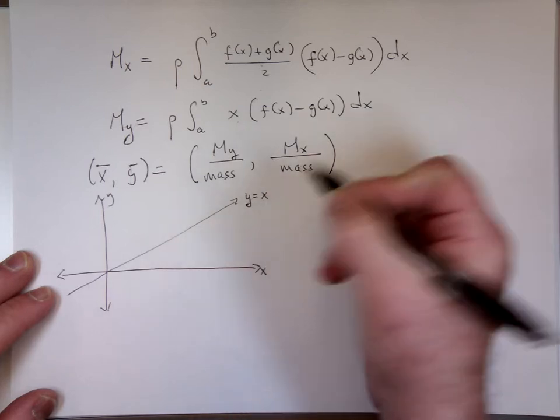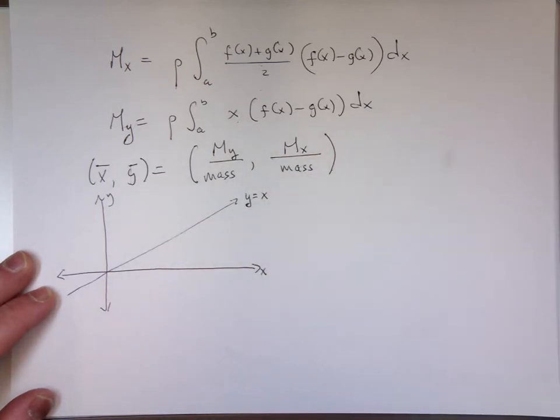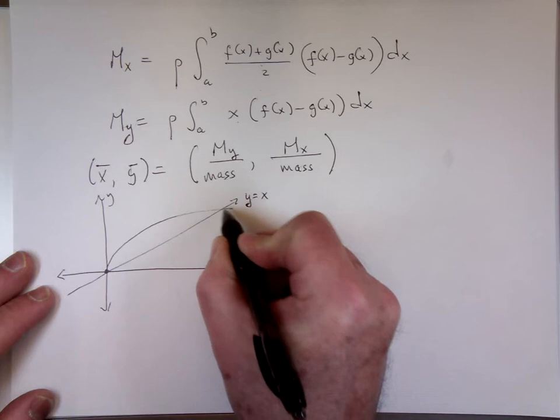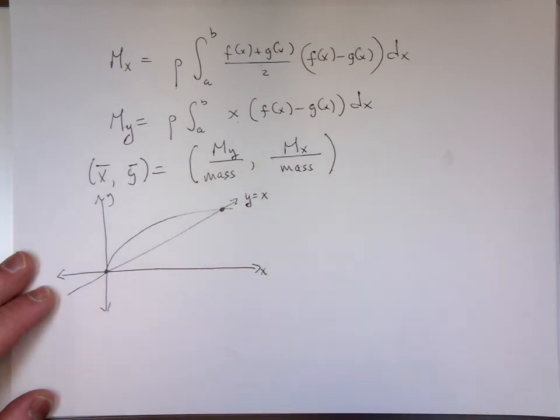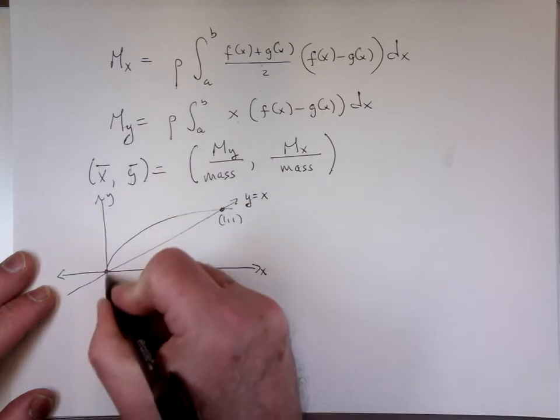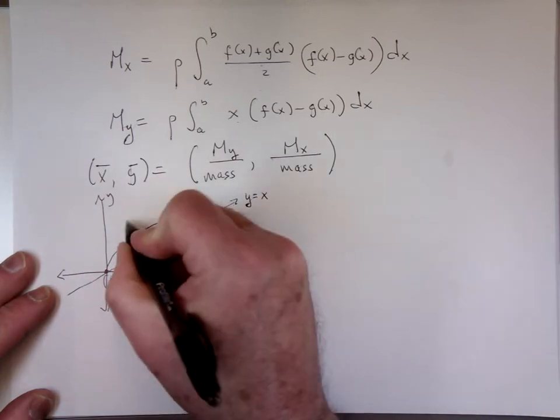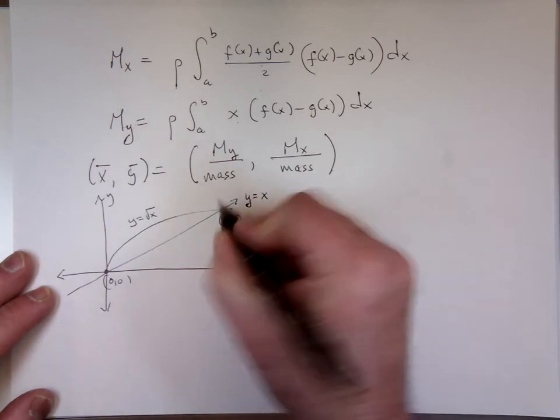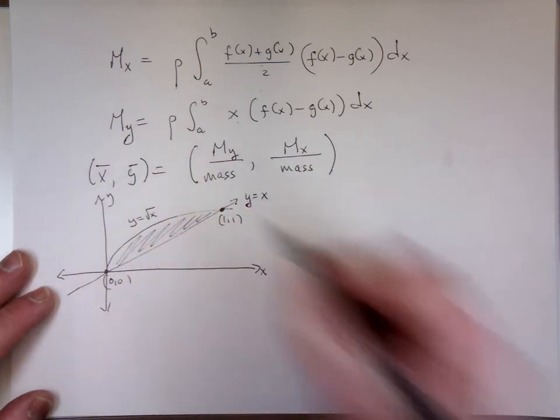And how about the square root of x? This is 1, 0, 0. This is the square root of x. Okay. Find the centroid of that lamina of constant density rho.